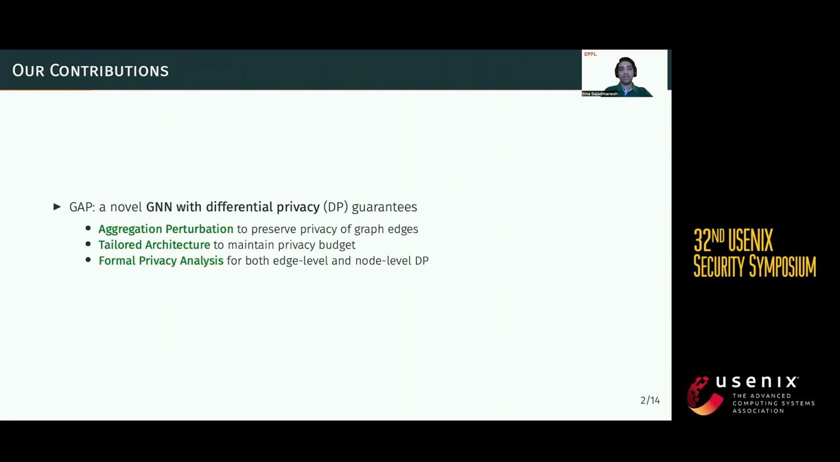To this end, we present GAP, which is a novel GNN that comes with differential privacy guarantees. Specifically, GAP uses aggregation perturbation, which is a unique approach to preserving the privacy of graph data. It also has a tailored architecture that allows us to maintain the privacy costs. This ensures that we can provide strong privacy guarantees while still enabling effective learning on the graph data. And finally, we provide a formal privacy analysis for both edge-level and node-level DP.